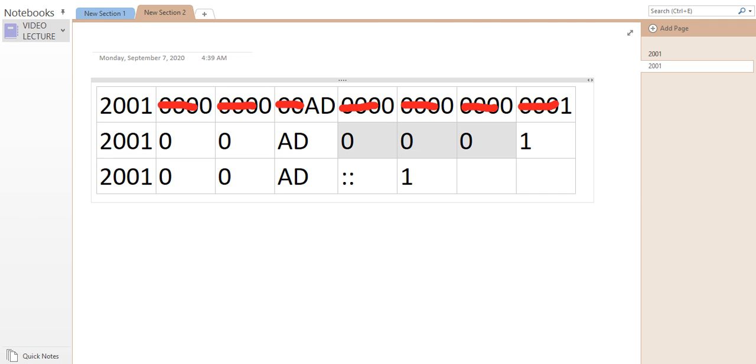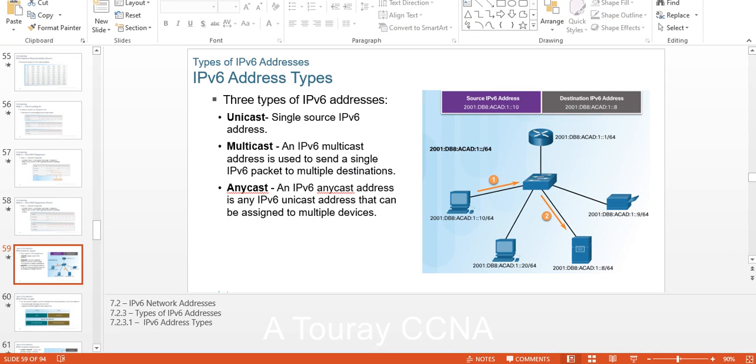Okay, so I will continue. We have IPv6 address types. We have unicast, multicast, and anycast. So like I explained, there is no more broadcast address for IPv6, but we have unicast, we have multicast, and we have anycast IP version 6 addresses. So we have to be a little careful with that.